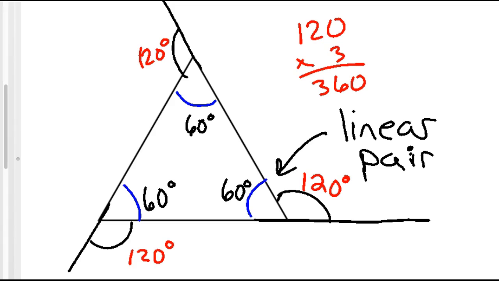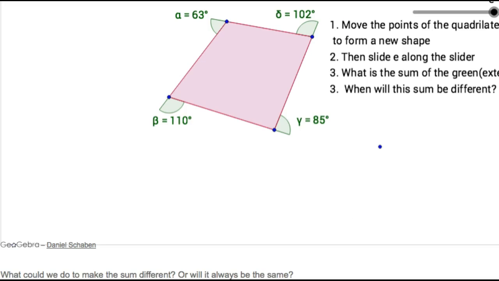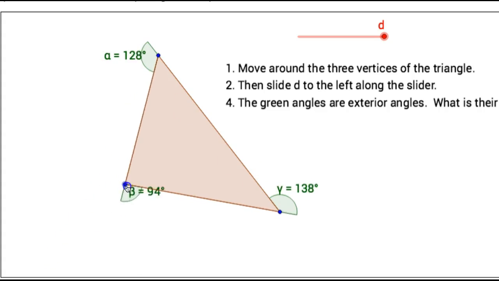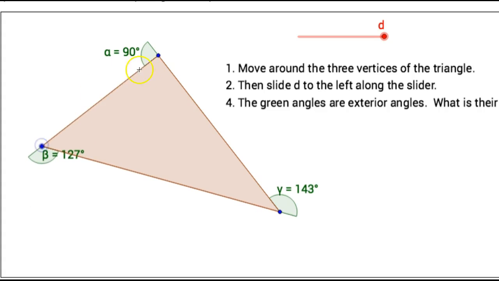So now let's look at the situation more dynamically. Sorry, my cursor wasn't working. So let's look at a triangle here that I can shrink away. So I have my three angles marked. This one's 114, this one's 119, this is 128. You can change this triangle however you want.